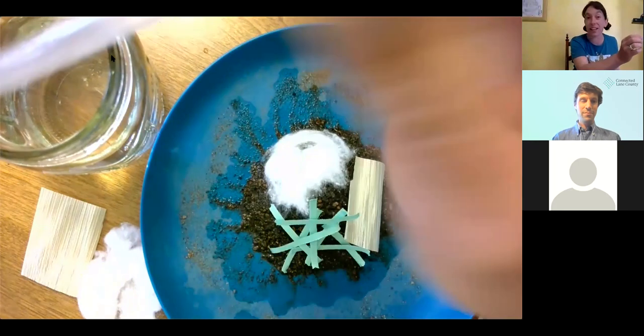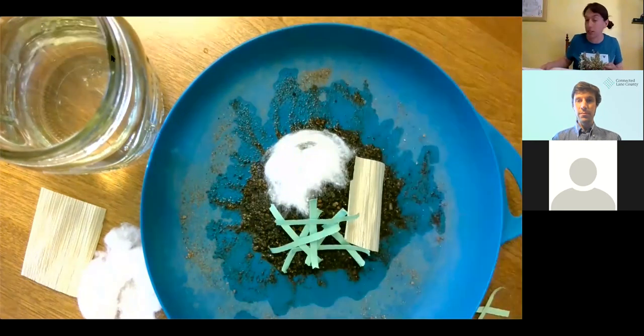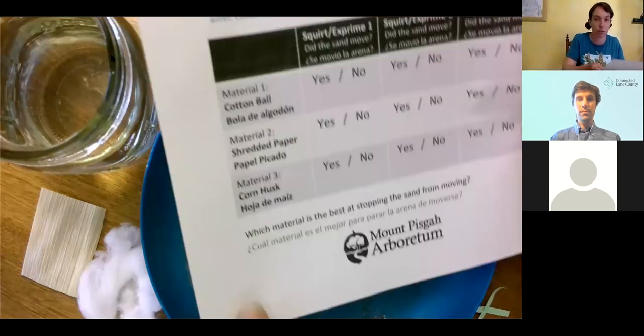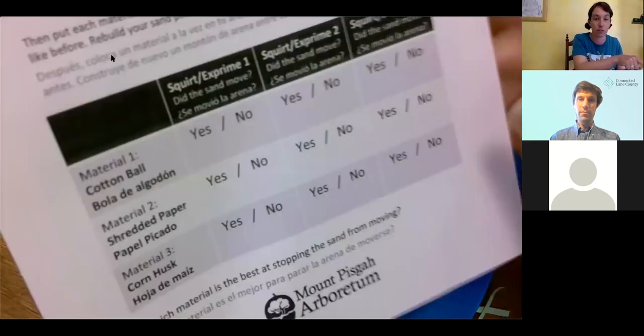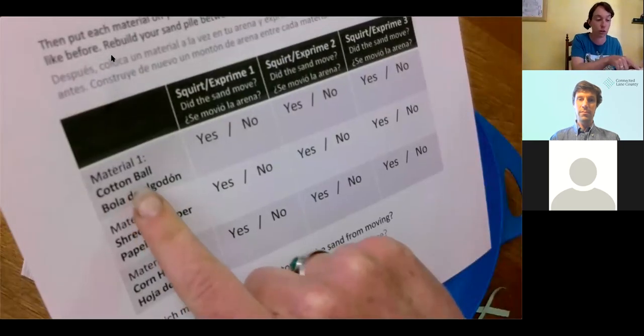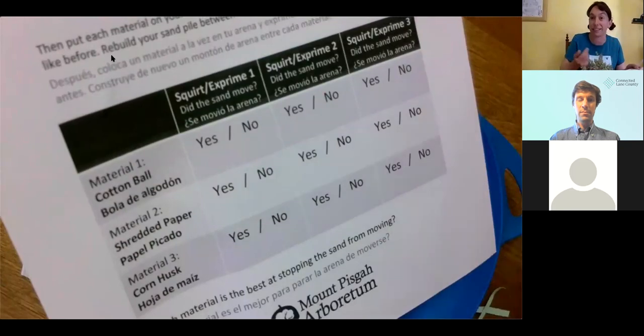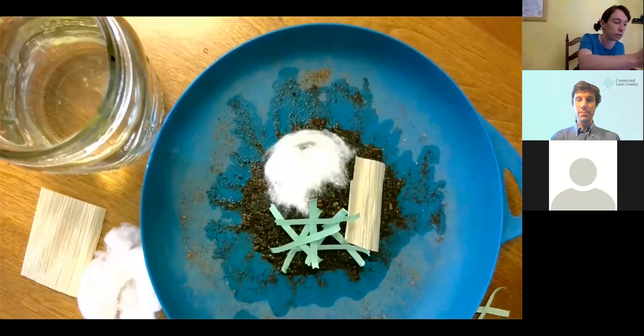I'm going to start with the cotton ball, which is the first thing on the other side of your sheet. You'll see it right here. Cotton ball, this is the first one. We're going to try that first. We're going to do 3 squirts, and then we're going to lift it up and see, did the soil move underneath it? Let's try.